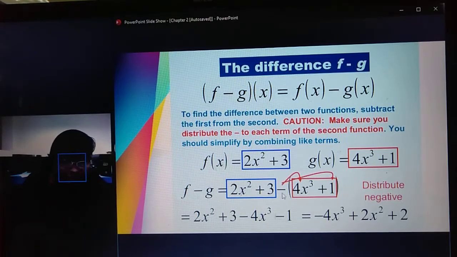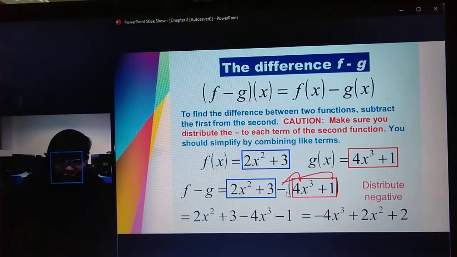you will multiply negative sign to 4x raised to 3. So negative times 4x raised to 3 is negative 4x raised to 3. Why? We have the property in signs. Okay? Negative times negative is positive. Positive times positive is positive. Negative times positive is negative, and positive times negative is negative. Okay, so that's why negative here and then positive 4x cubed.